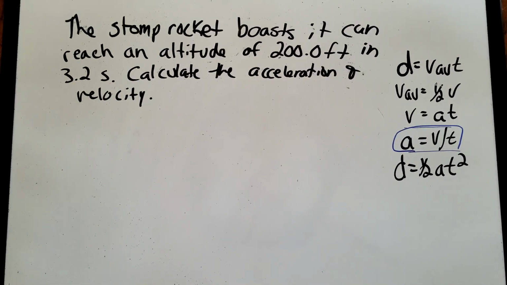So in this word problem, we have a stomp rocket, and the stomp rocket boasts it can reach an altitude of 200 feet in 3.2 seconds. We're going to calculate acceleration and velocity.